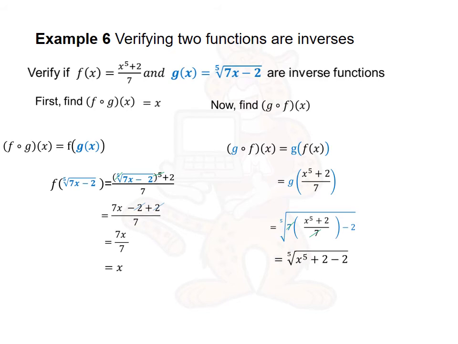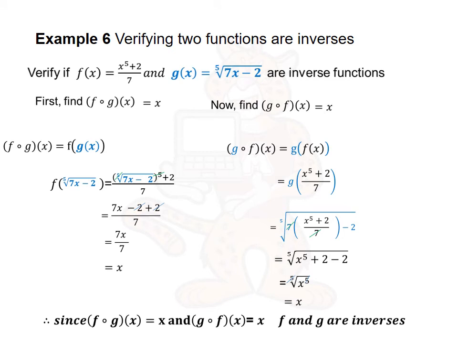And now what I have is the fifth root of x to the fifth power plus 2 minus 2. Let's simplify 2 minus 2. It becomes only the fifth root of x to the fifth power. And I can cancel the power 5 with the index 5 of the root. And this becomes equal to x. And once again, we have the value x. Therefore, because the composition of f with g is x, and the composition of g with f is also x, f and g are inverses of each other.